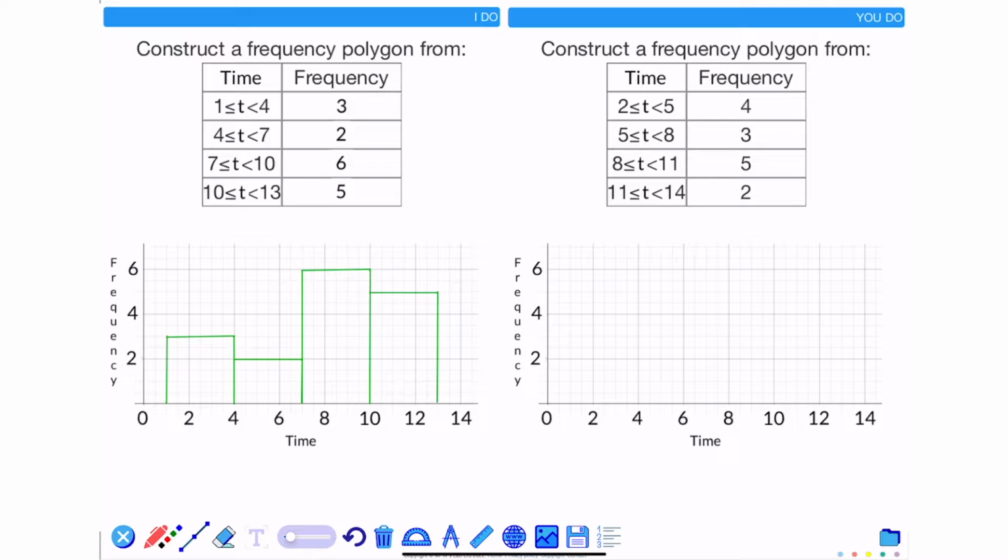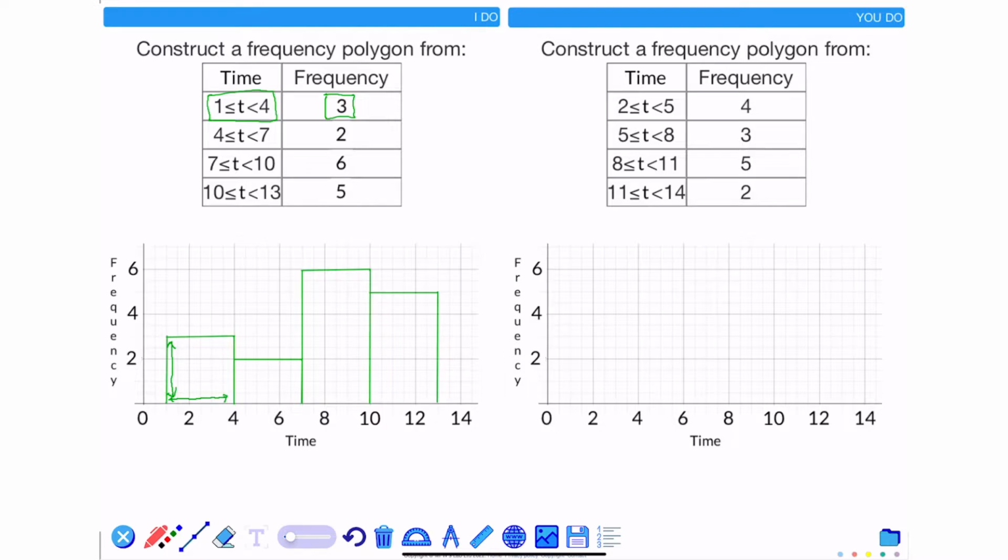In this video, we're going to be looking at how we can draw a frequency polygon. With the example on the left, I've already drawn a histogram to represent the information. Taking a look at the first bar, it goes from 1 to 4, which is what the first category went from, and has a height of 3, which was the frequency of the first group.